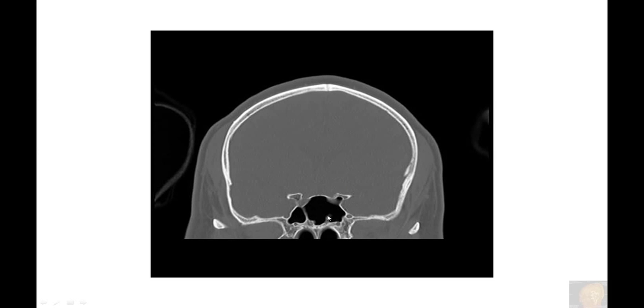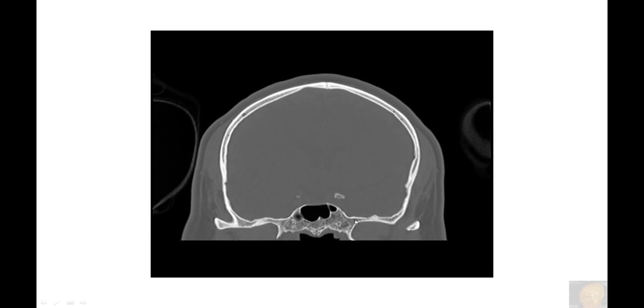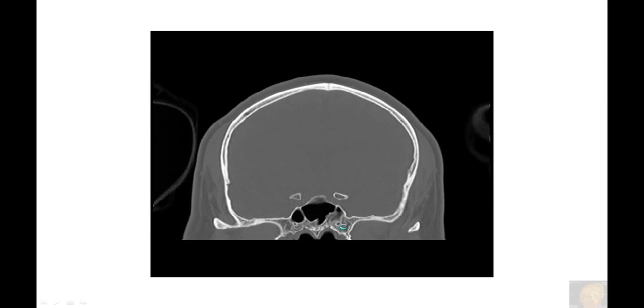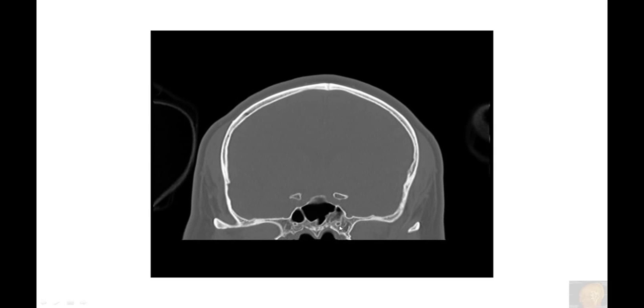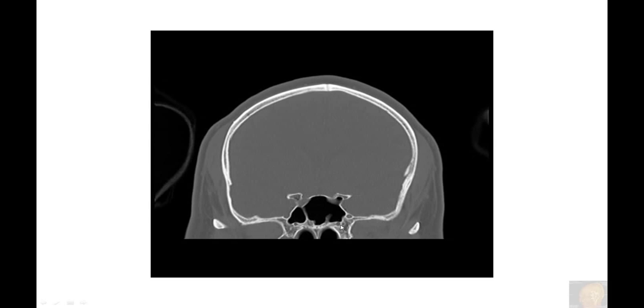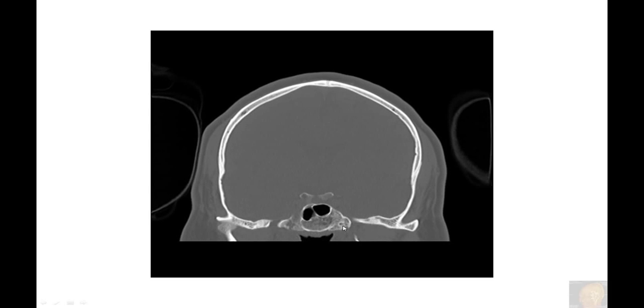Here is the sphenoid sinus, and this is a hole for cranial nerve 5, second division, the maxillary division. Same thing here. It's called foramen rotundum. This is another hole. It's called the Vidian canal. Basically, it's a connection between cranial nerve 7 and cranial nerve 5.